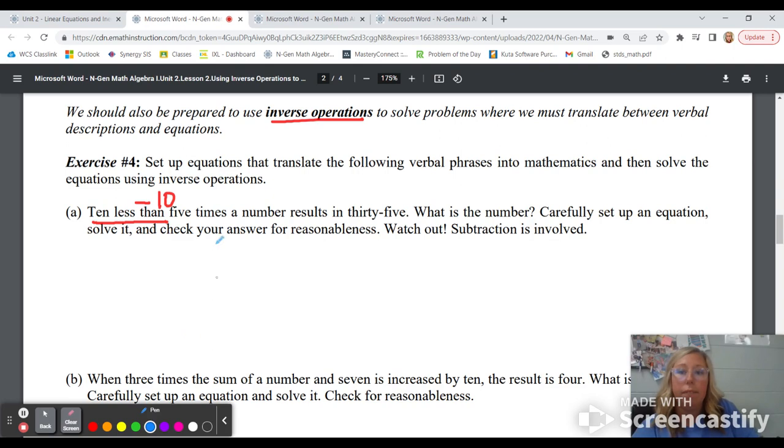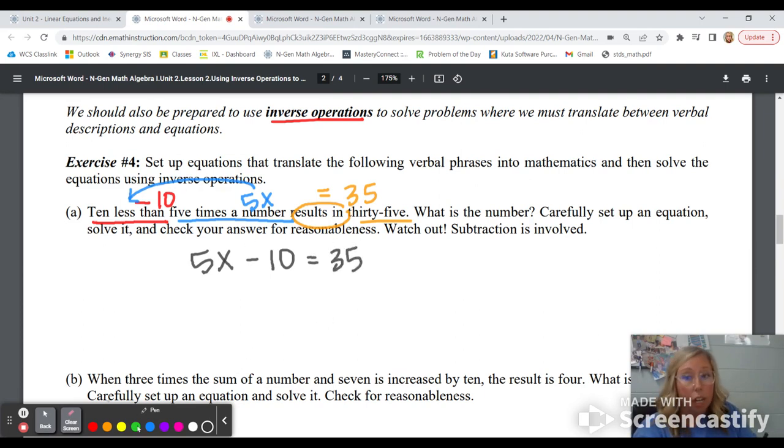Then we've got 5 times a number. A number is always your clue for your variable. So 5 times a number is going to be 5x, but that 5x is going to go in front of that minus sign. Then we've got results in, which is an equal sign phrase, and it's 35. So equals 35. Now that we've translated each piece of the sentence, we have 5x minus 10 equals 35.